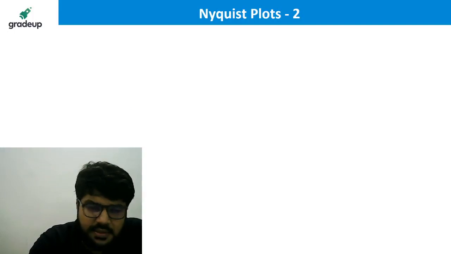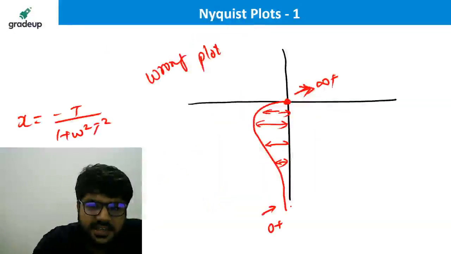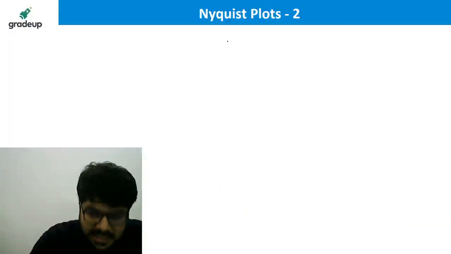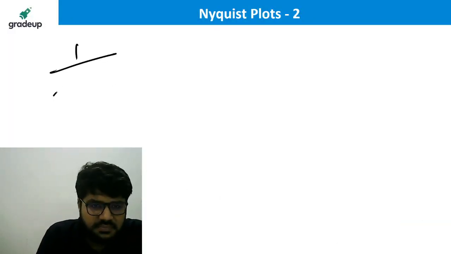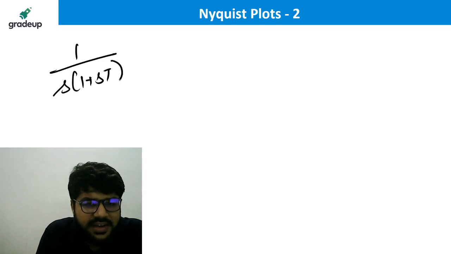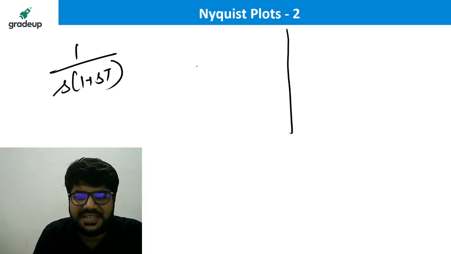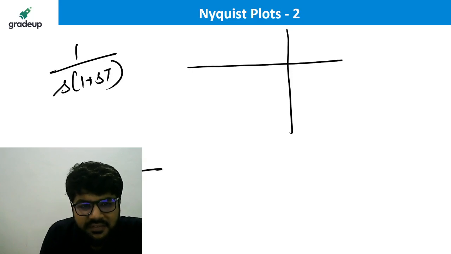Now guys, listen, see yesterday's plot. I will sketch it again, no problem. Yesterday, the last question that we did was 1 upon s(1 plus sT). And the question that I have done right now is 1 upon s square (1 plus sT).